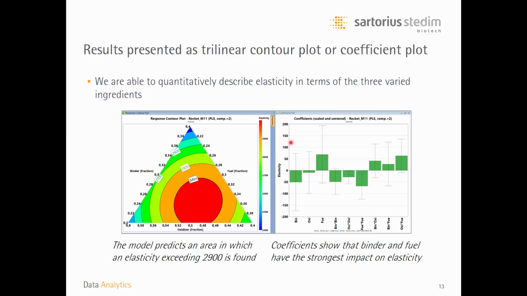The other little difference relates to how you interpret the regression coefficients and model modification possibilities. The coefficients are interpreted in a very similar way compared with the regular DOE protocols, but the coefficients are connected together, which means that editing a model when you're doing mixture design becomes slightly more complicated. In this case, the coefficients show that binder and fuel have the strongest impact on elasticity, and having more fuel and less binder is beneficial for obtaining a higher value of the elasticity.